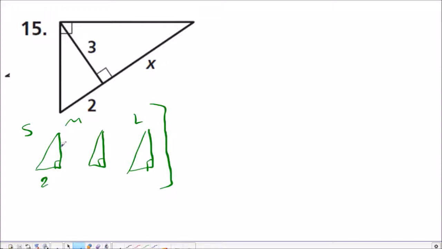2 and 3 for the small one, and looks like 3 and X. And then for the big triangle, I have these two. And remember before we were adding those together, so we're not going to change now. So that's X plus 2.